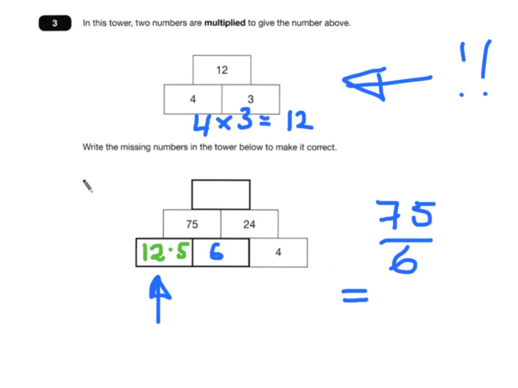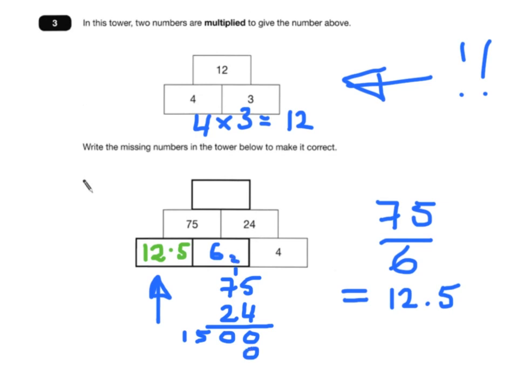And then we need to multiply 75 by 24 to find the number in the top box. A little bit of long multiplication. 75 times 24. I mean, 4 5s are 20, carry 2. 4 7s are 28, that's 30. Then 2 5s are 10, carry 1. 2 7s are 14, that's 15.